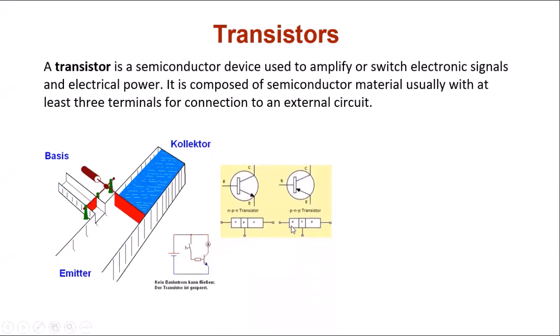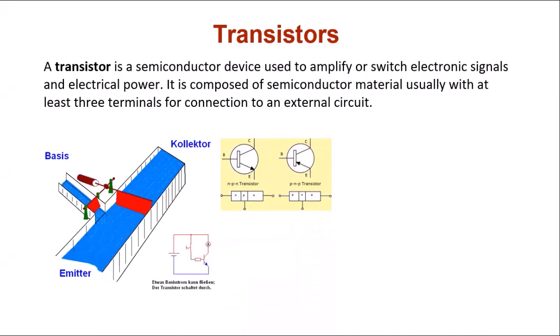Let us see the symbol of the transistor. As I told you, it offers three different types of resistances. That's why it is transistor, trans resistor. So these three different types of resistances, you can see in the second diagram at the bottom, it is written NPN or PNP. What are this NPN and PNP?